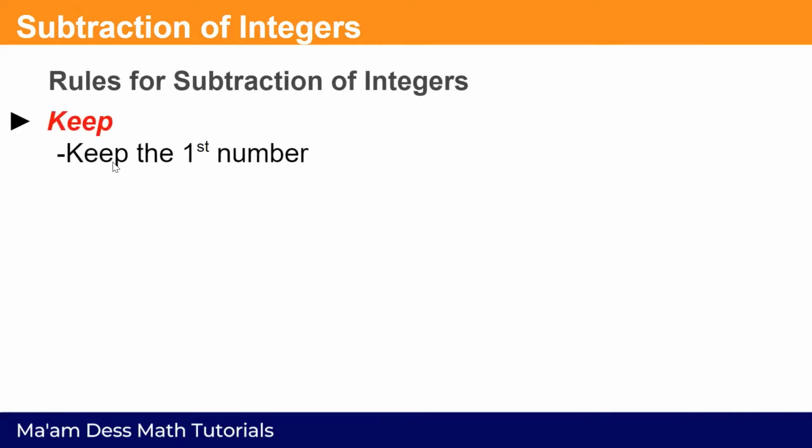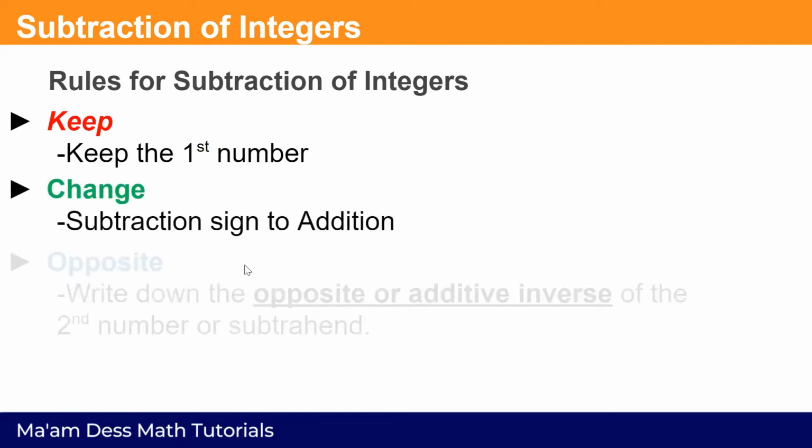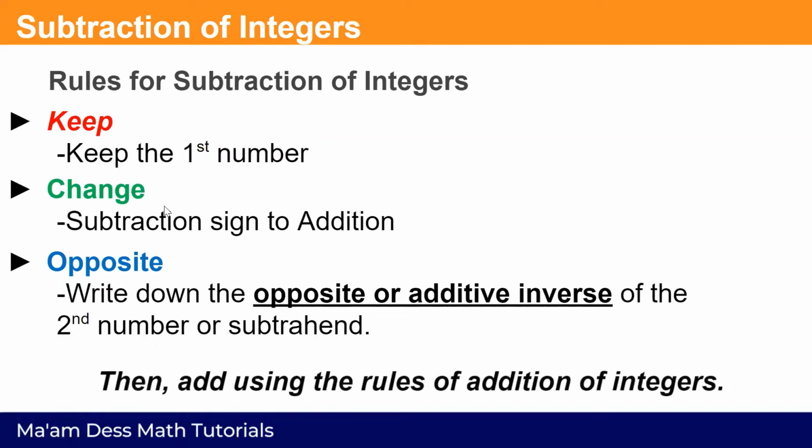Okay? So, keep the first number. And then change subtraction sign to addition. And then opposite. Write down the opposite or additive inverse of the second number or subtrahend. So, again, keep, change, opposite. Okay, sample po tayo.